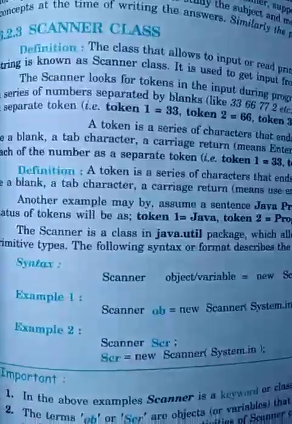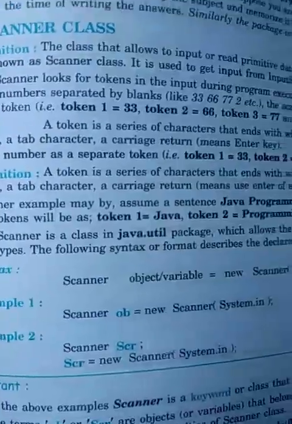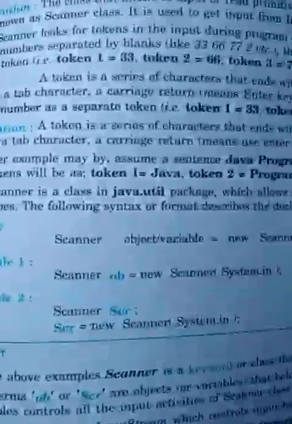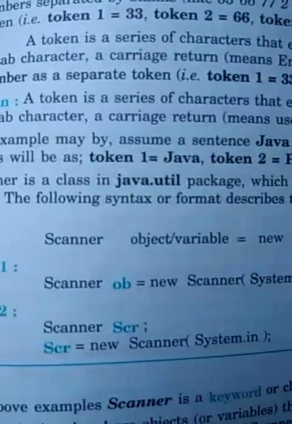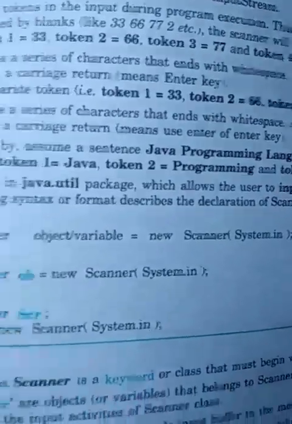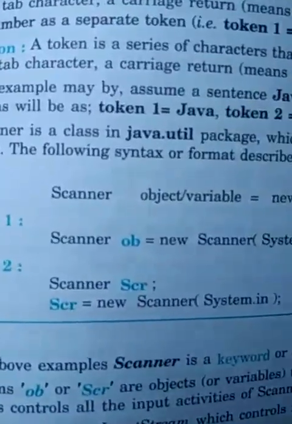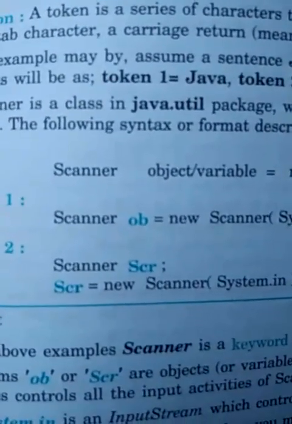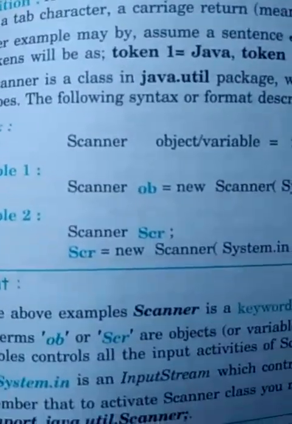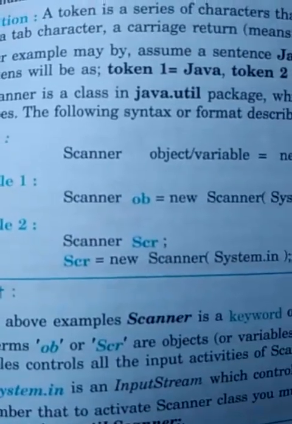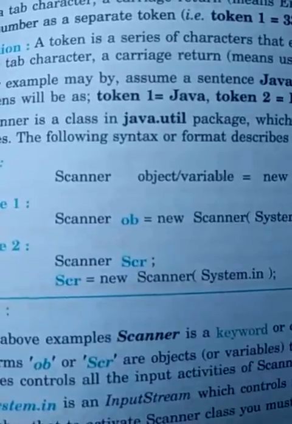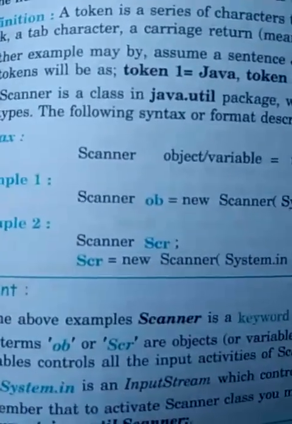For the Scanner class you are required to create an object of that class. The statement for that is Scanner, then object name or variable name equal new Scanner(System.in). For example, Scanner ob = new Scanner(System.in). Or we can also write this statement in two lines: Scanner scr; in the next line scr = new Scanner(System.in).